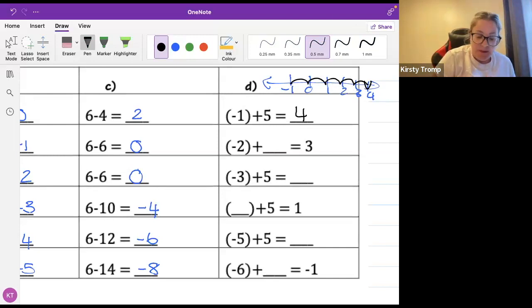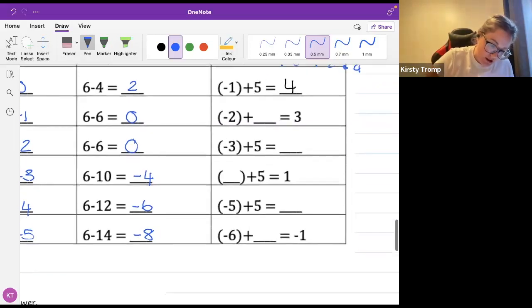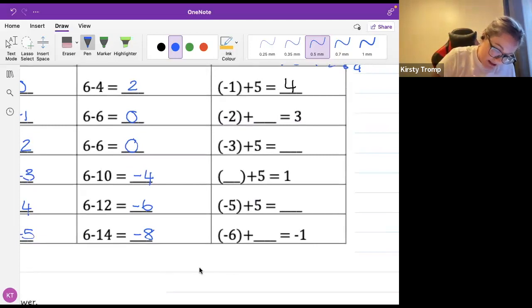All right. Now my next sum says negative 2 plus what gets me to 3? Can I use a number line here again? Yes, there is nothing wrong with using your number line, guys. Number lines are going to save you with these types of questions. So I'm going to draw a number line down here for myself quickly.